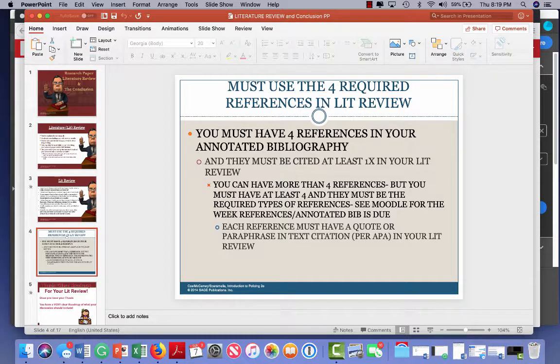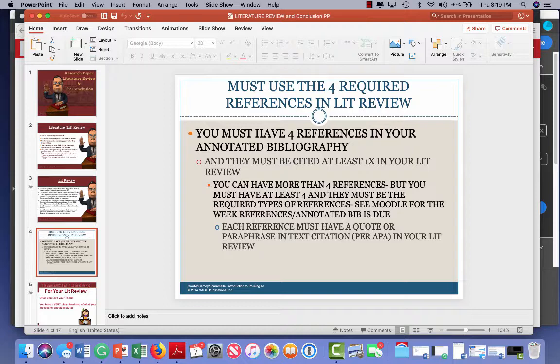All right, here's something really important. Those 4 required references, you have to use them in your literature review. So again, you must have 4 references in your annotated bibliography, which is due in the upcoming weeks, which I'll explain later during those weeks. And each one of the 4 references must be cited at least 1 time in your lit review. You can have more than 4 references, but you must at least have the 4, and they must be the required type. So 1 book, 1 magazine, newspaper, just like I covered a second ago.